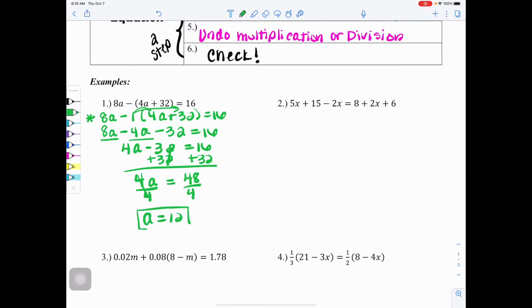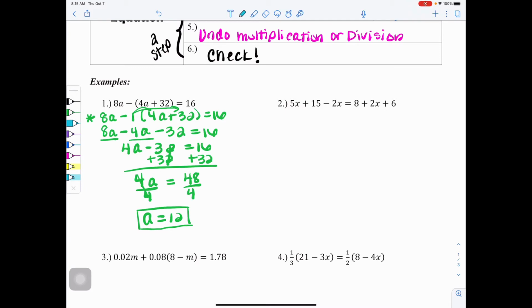Now for our lesson purposes, we are not going to be checking since it is time consuming. Make sure that you practice checks when you complete your homework. Make sure you always complete a check on any type of assessment. Let's move on to example 2.